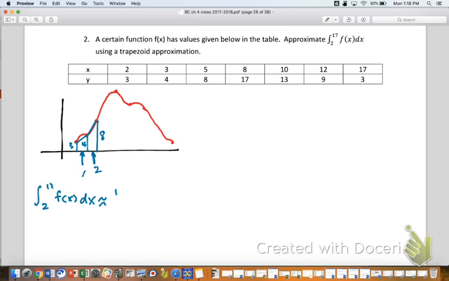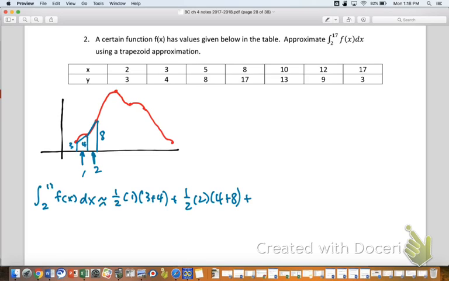So it's going to be 1/2 times 1 times 3 plus 4 as I apply that formula. Does that make sense? Okay. And then plus 1/2 times 2 times 4 plus 8. And then you just keep rolling all the way across.